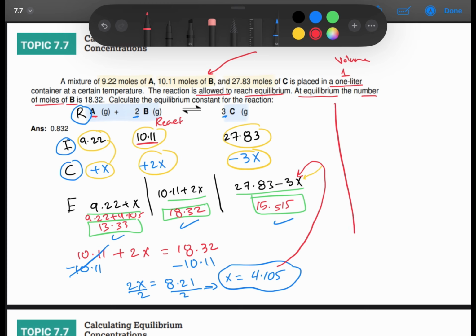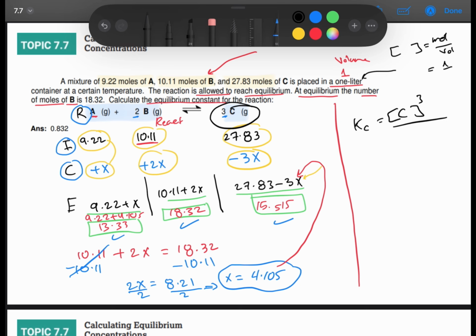Okay, we didn't finish. The question is asking me to calculate the value of Kc. The value of Kc is equal to concentrations, right? And you just notice that the concentration represents number of moles over volume. Since the volume actually is 1, we're going to use the same number of moles without any changing. The expression of Kc is equal to products over reactants. You can see we have the concentration of C to the power 3 over the concentration of B to the power 2 times the concentration of A to the power 1. And then we substitute the values as we can see.